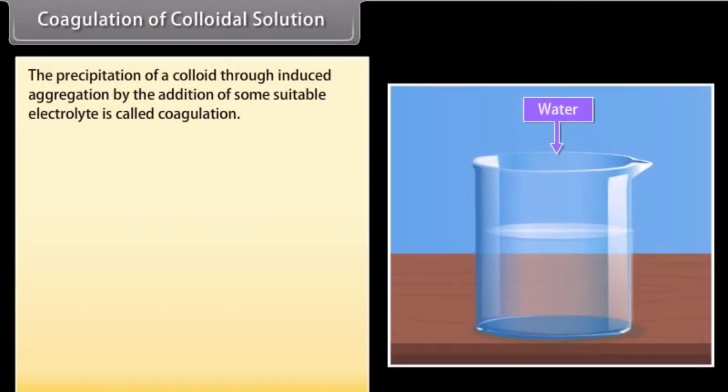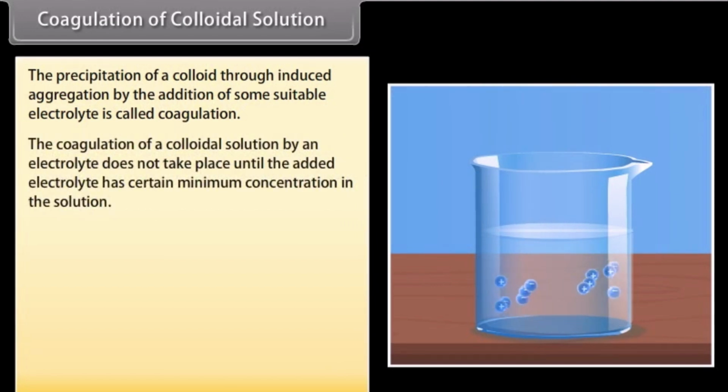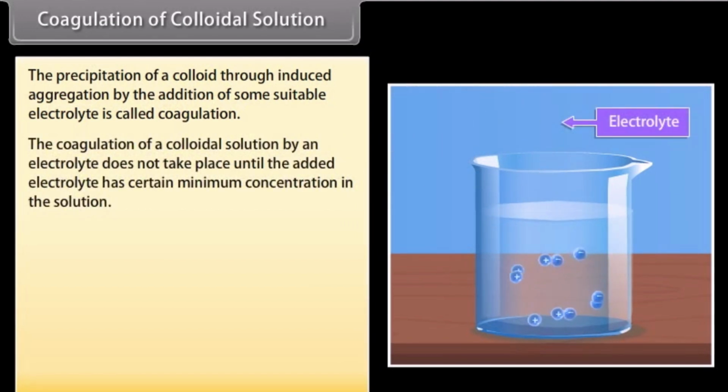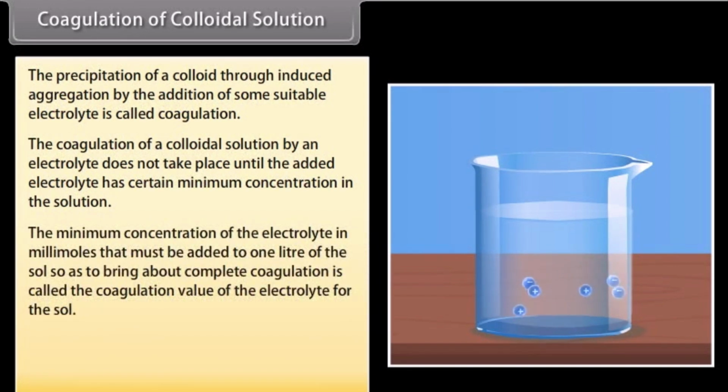Coagulation of colloidal solution. The precipitation of a colloid through induced aggregation by the addition of some suitable electrolyte is called coagulation. The coagulation of a colloidal solution by an electrolyte does not take place until the added electrolyte has a certain minimum concentration in the solution. The minimum concentration of the electrolyte in millimoles that must be added to 1 liter of the sol so as to bring about complete coagulation is called the coagulation value of the electrolyte for the sol.